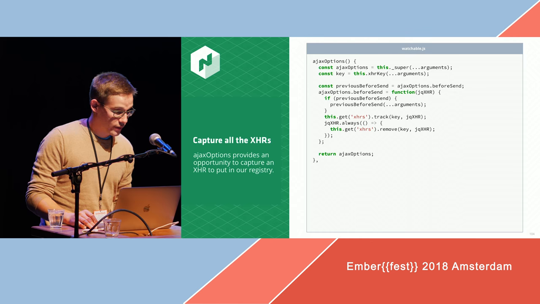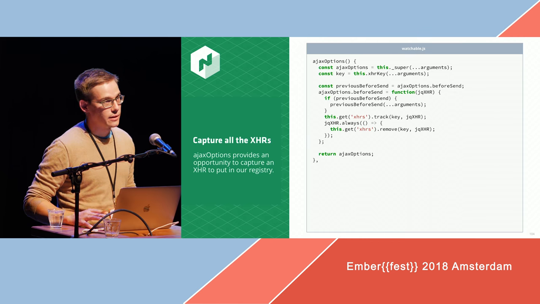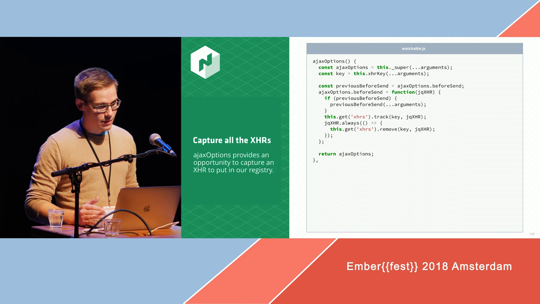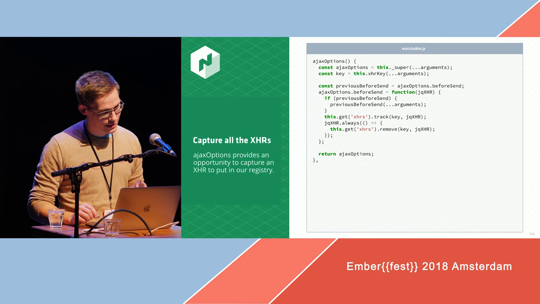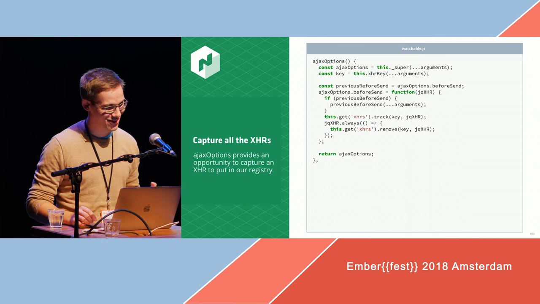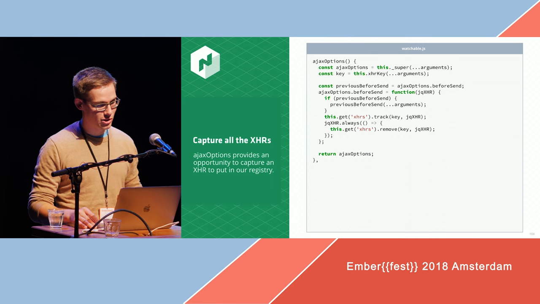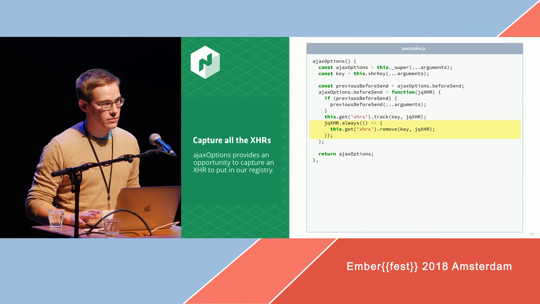So where do we capture all those XHRs? Also in this adapter, we can override AJAX options, which is a method in any adapter. And we can override the before send function on the AJAX options object. And then from here, track the jqXHR object so we have a handle on it. And we also need to make sure to add this always hook here. So if an XHR resolves of natural causes, we still want to remove that from the cache.